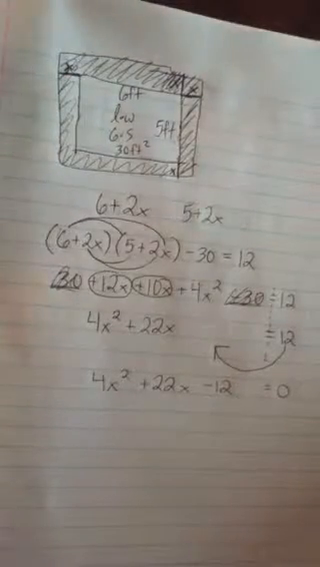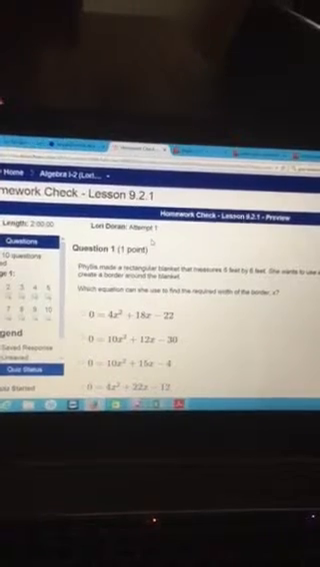So if you go back to question number 1, I actually just walked you right through how to do question number 1, and there you'll see the answer. It is the fourth response down, 4x squared plus 22x minus 12 equals 0.